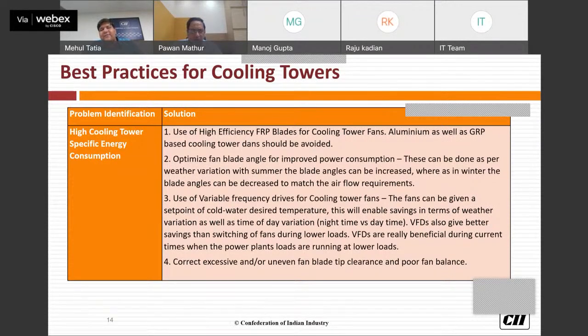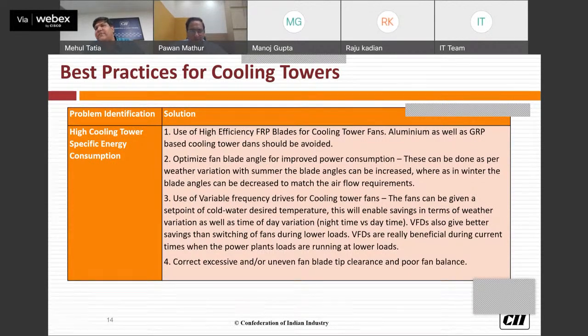So what I have done is I have identified a few major issues, a few problems, and tried to give probable solutions for the same. So in terms of best practices for cooling towers, the first one I would like to tell you is regarding high cooling tower specific energy. If your cooling tower specific energy is on the higher side, then you can always go for FRP blades.